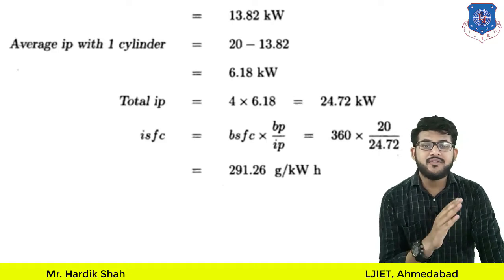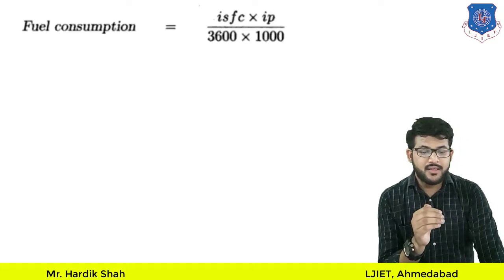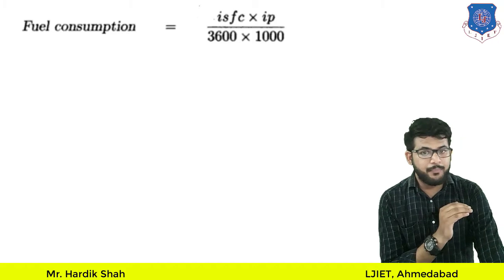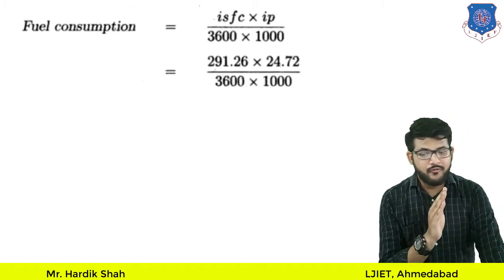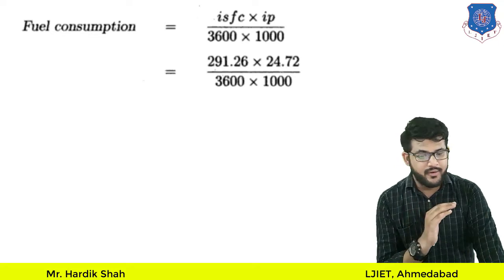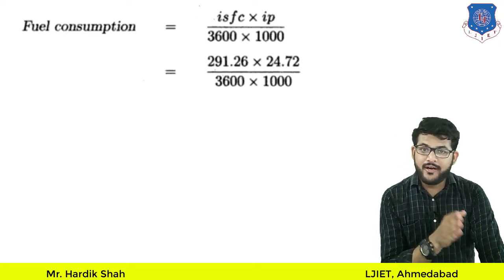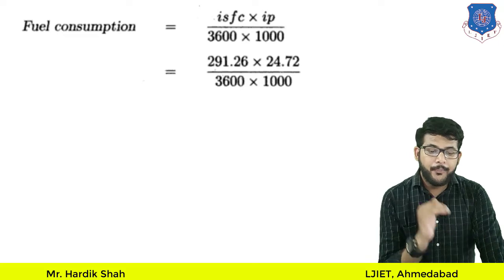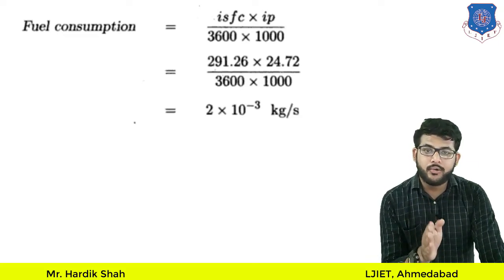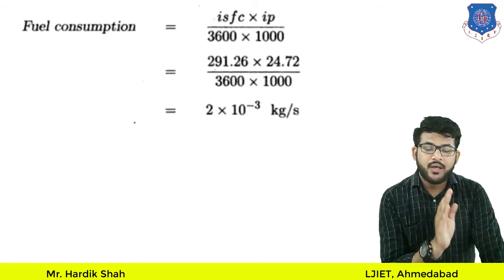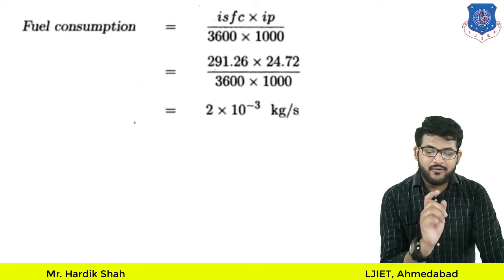Now let's find the fuel consumption. So fuel consumption is ISFC into IP upon 3600 into 1000. ISFC we have found, that is 291.26, and IP we have found, 24.72, upon 3600 into 1000. So we will get the fuel consumption as 2 into 10 raised to minus 3 kilogram per second. That was the first part.